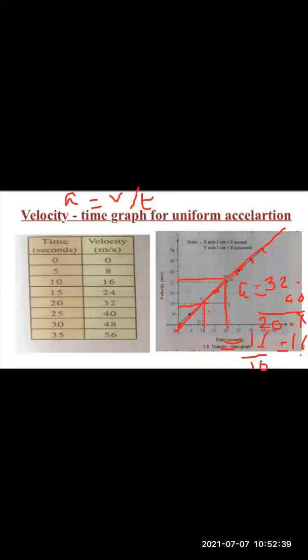Now, one thing that has to be noted in this graph is you can take any point on this straight line. You are always going to end up with the same value of acceleration, that is 1.6 meter per second square. Okay. We infer over here that the acceleration is always going to be constant when the speed is changing uniformly.